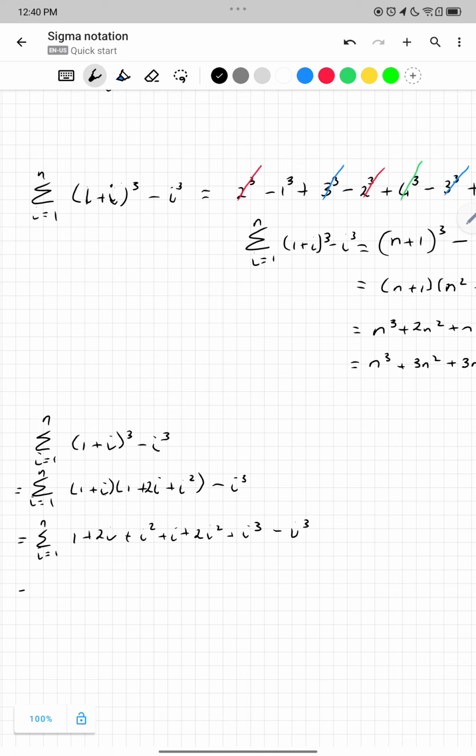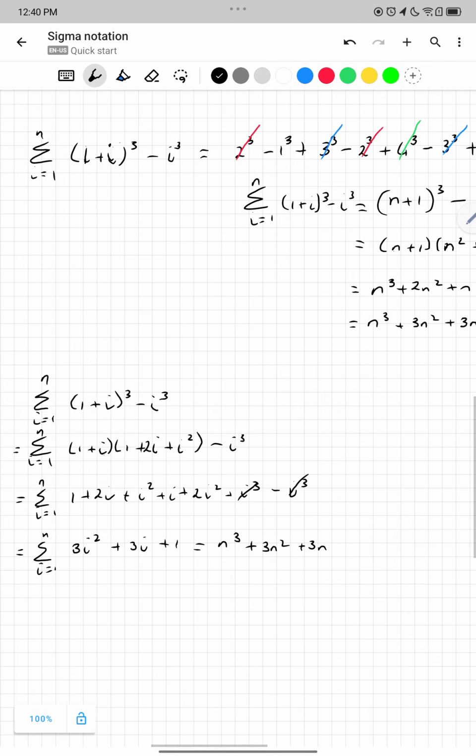So i is equal to 1 to n, and we're going to have something like this. The i cubed terms cancel, and just do this. So we have 3i squared plus 3i plus 1. Right, so this is equal to n cubed plus 3n squared plus 3n. Right?